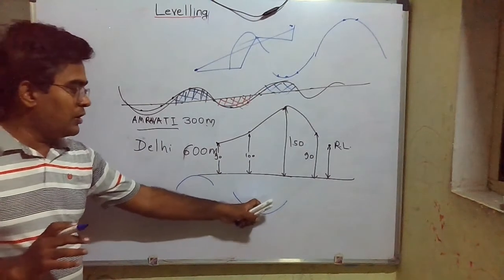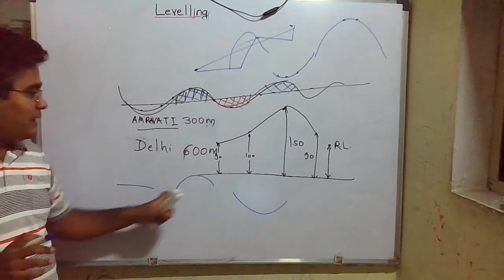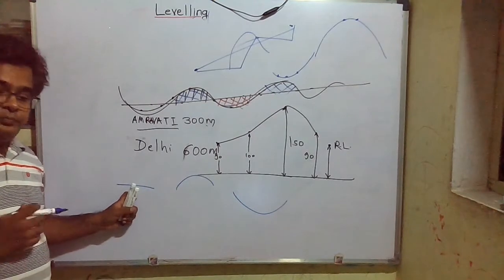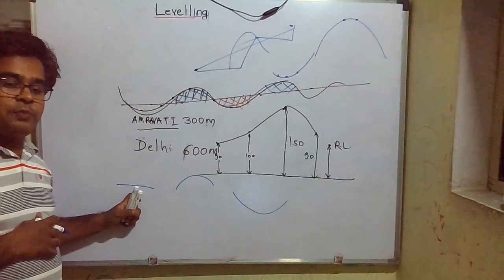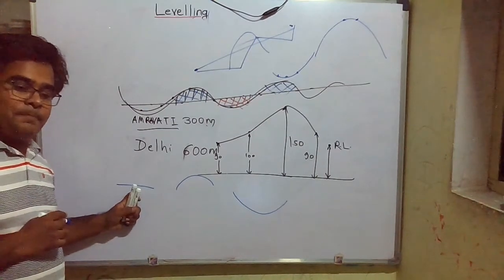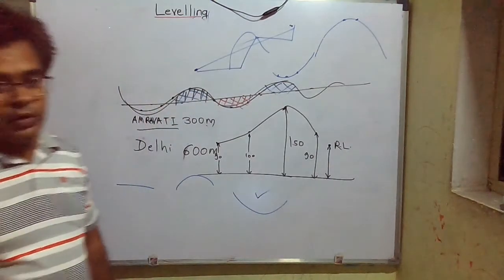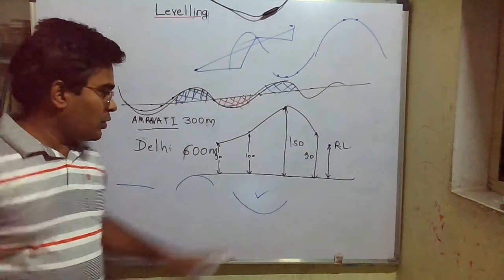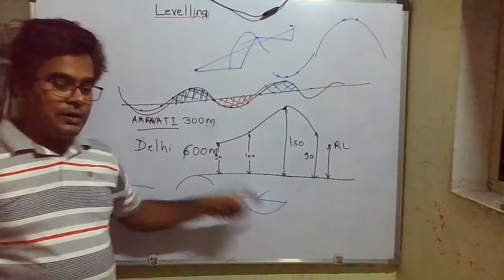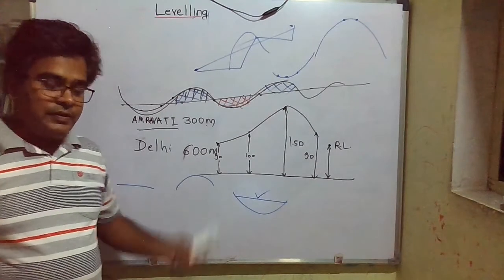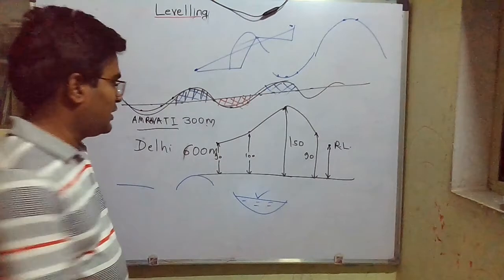For one location, the nature of the ground is like this. For another location, the nature of the ground is like this, like a hill, and for another location, the nature of the ground is nearly plain. Then, which location will you select for the construction of the dam? Definitely, you will select this location because here we can store water, because it is naturally available as a surface. So here we can store water. So we will select definitely this area.